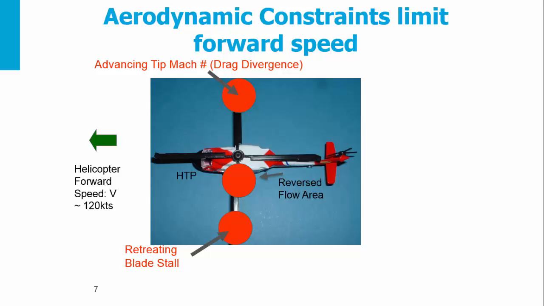At the retreating blade, usually the blade will stall, as I told you, the alpha is very big. And then inside the rotor area, we will always have a reversed flow region. In this way, the aerodynamic speed of a helicopter, the forward speed, is limited and cannot be higher than 150 knots. This is the fundamental principle of forward flight of a helicopter.